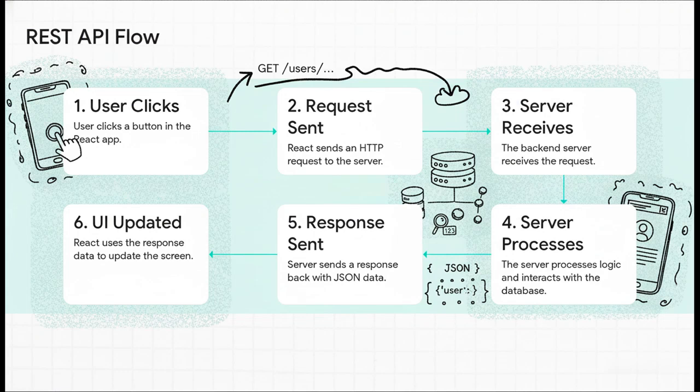user, maybe user/123. The server on the other side catches that request, dives into its database, and finds user number 123. It then wraps up all that user's info into some JSON, slaps a 200 OK status code on it, and sends it right back. Finally, your app gets that data and boom, updates the screen to show you the profile. And that entire round trip can happen in less than a second.